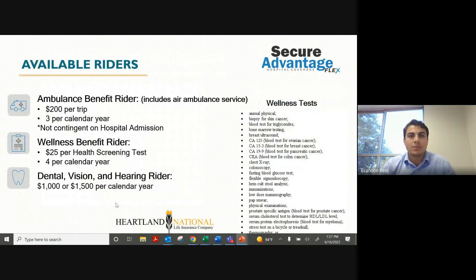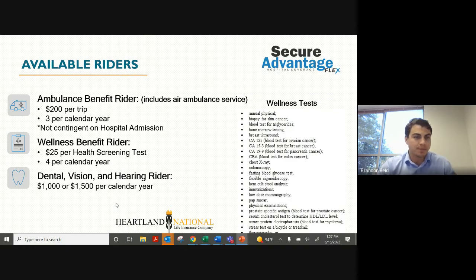We also have an ambulance benefit that pays up to 3 times per year. That's per calendar year, pays for both air and ground ambulance. Okay, not contingent on hospital admission, just like the ER benefit. And that only costs about $2.40 without our discount for a 65-year-old. So the ER benefit being built in and adding an ambulance benefit for about $2 a month sounds like a good deal to me.